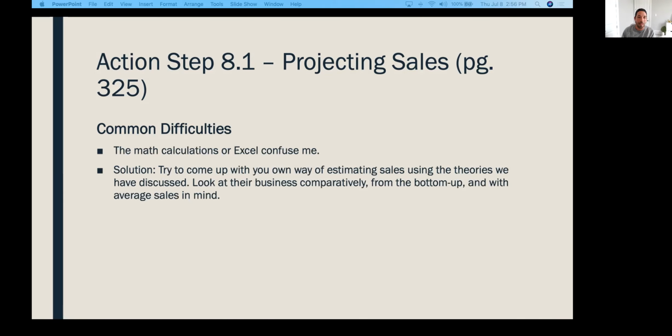The other thing could be that the math calculations or Excel confuse you. That's very common. I'm one of those people as well. A way to get over that is to try to come up with your own way of estimating sales using the theories that we talked about today, or something else that you found online, or a way that just makes sense to you, okay? The important part is that you look at your business comparatively from the bottom up, with the average sales kind of in mind, and you can figure it out from there. Just be prepared that if you use a different method, you may have to explain it to us in your presentation, okay?